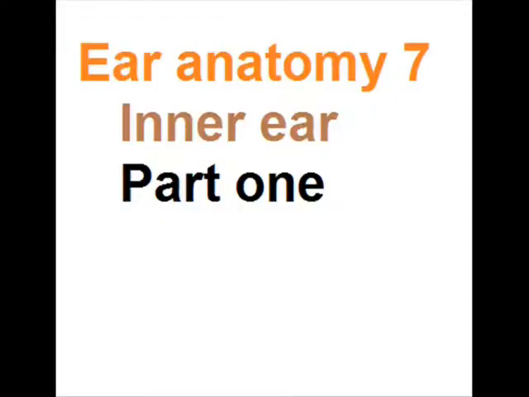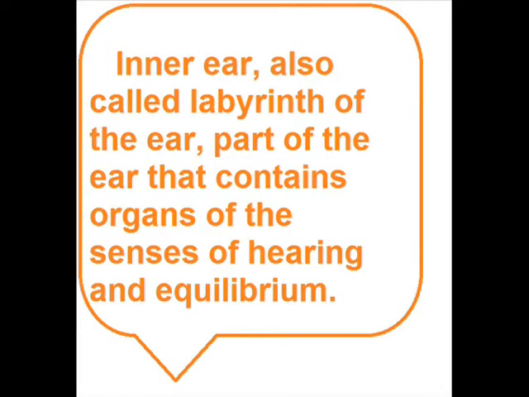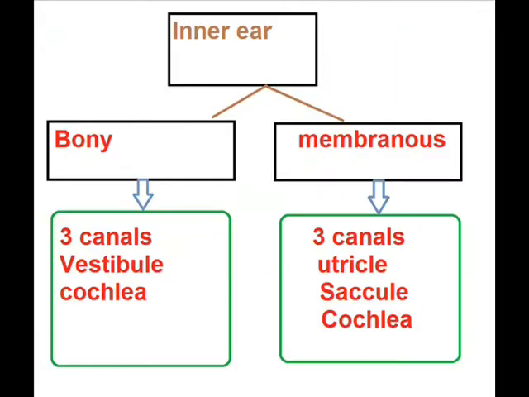Ear Anatomy 7: Inner Ear, Part 1. The inner ear, also called the labyrinth of the ear, is the part of the ear that contains the organs of the sense of hearing and equilibrium. We will divide the inner ear into a bony part and, inside it, a membranous part. Bony part: three semicircular canals, vestibule, cochlea. Membranous part: three canals, utricle, saccule, cochlea.